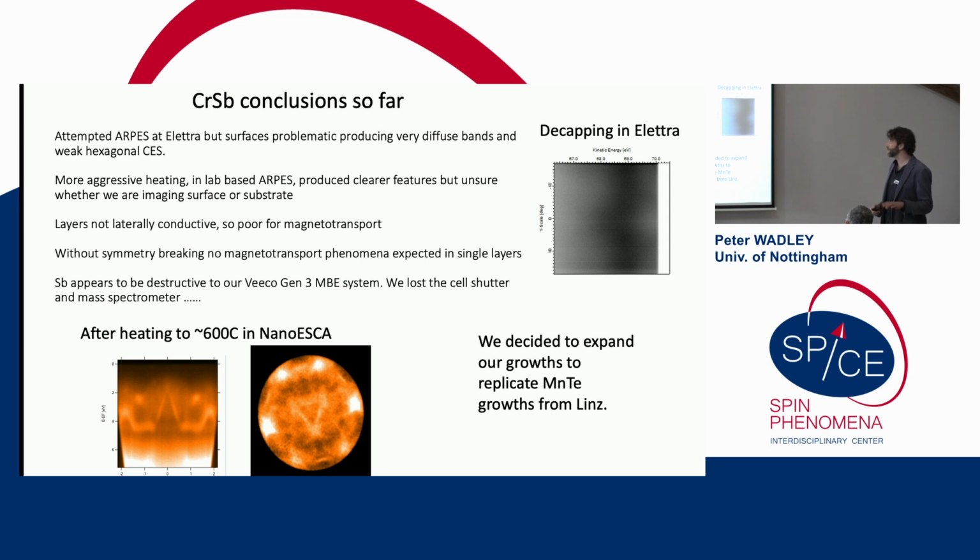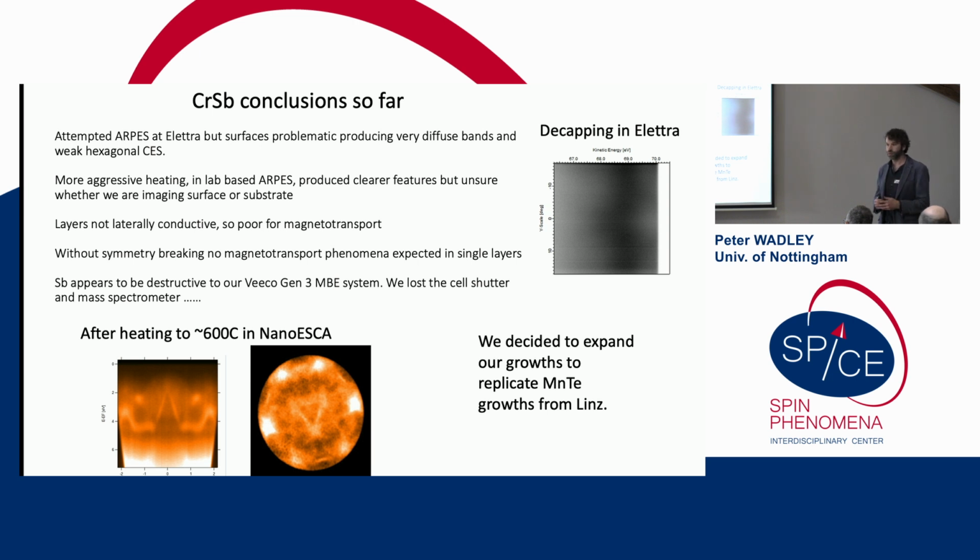So that's where I'm going to conclude the chromium antimony bit for the time being. The reason for that is that we attempted a couple of times to take it to the synchrotron, namely Electra. The surfaces were really problematic. We maybe can have a better go at it now, but we tried arsenic capping, decapping. After very aggressive heating in our lab-based ARPES, we did start to see hexagonal band structure that looks quite nice. I am not sure whether that is the layer or the substrate. We're worried about that. But the reason that we've taken a break from it is two reasons, really.